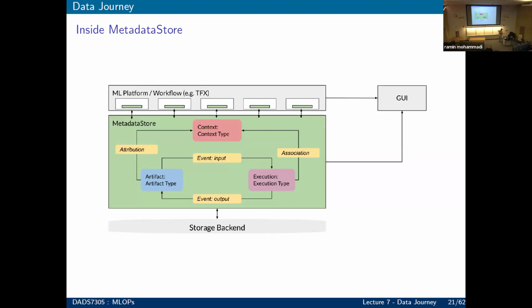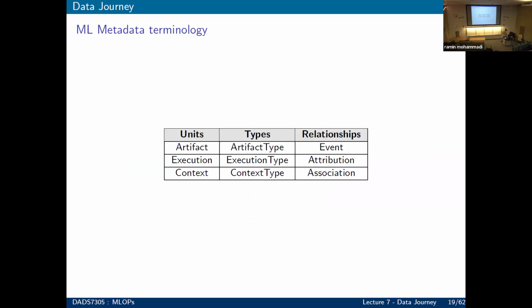Then it has execution and execution type. That means when the code runs, it needs to create some tracking of this code run, like what happened. That is an execution type. And then it has a context. Context will be grouping over these two. We mentioned that there is a definition called event. So you see in the table here: relationship, event, attribution, association.